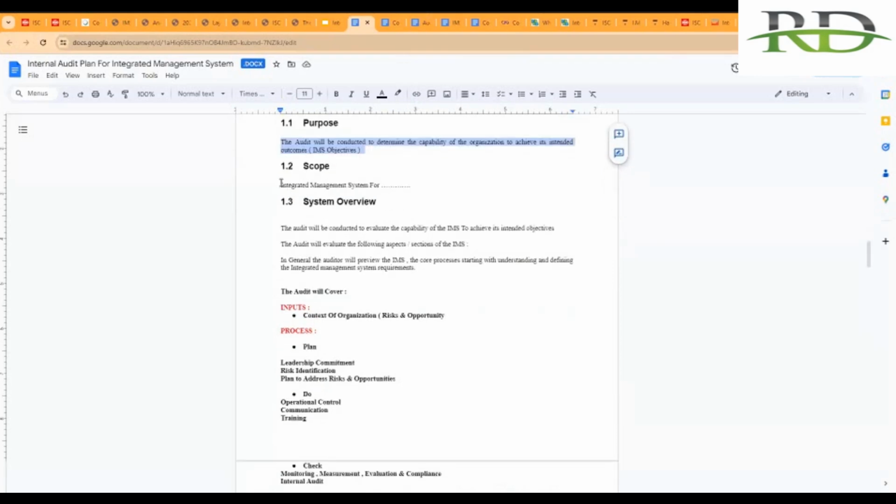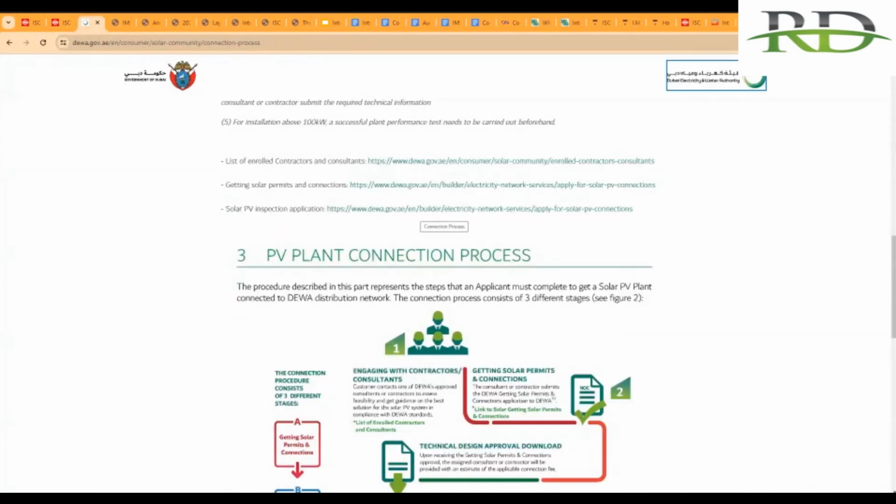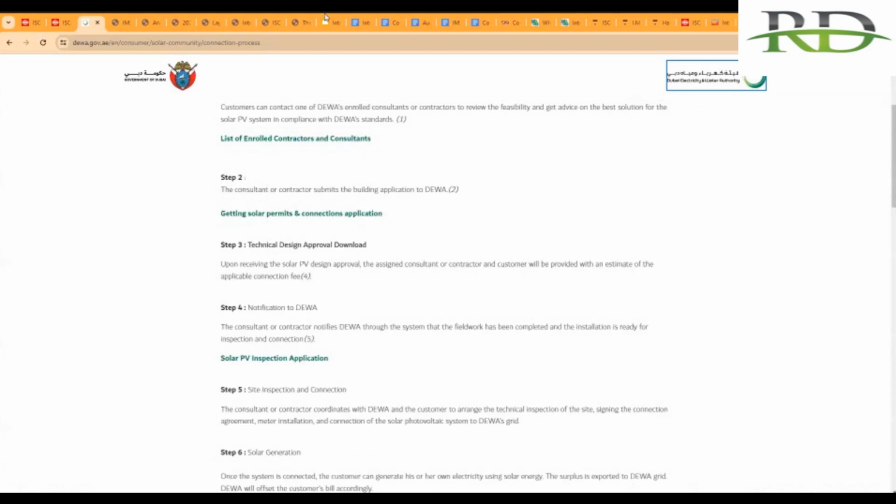And then you should also tell them the scope. So the scope, IMS system 4, and this is the PV plant connection process. This is the procedure when you are going to connect your solar panel. Of course, you don't have solar panels wherever you're working. You have a process flow for anything. So that is where you start, okay?